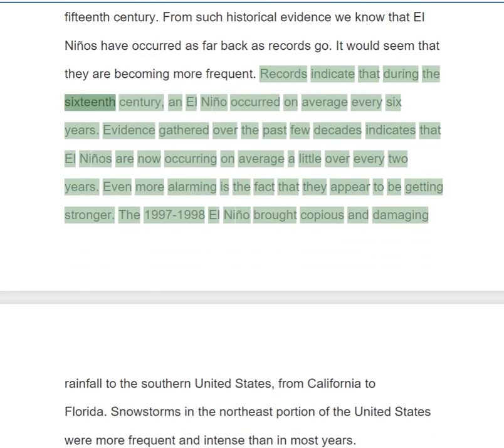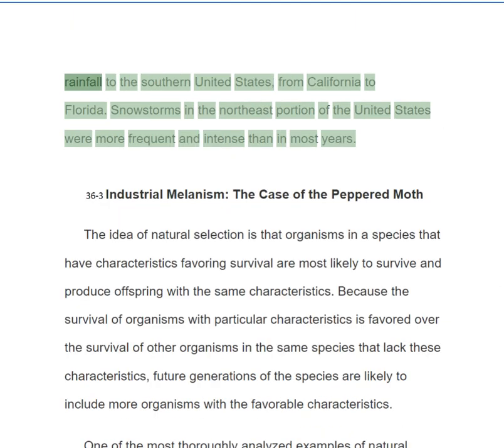Records indicate that during the 16th century, an El Niño occurred on average every 6 years. Evidence gathered over the past few decades indicates that El Niños are now occurring on average a little over every 2 years. Even more alarming is the fact that they appear to be getting stronger. The 1997 to 1998 El Niño brought copious and damaging rainfall to the southern United States, from California to Florida. Snowstorms in the northeast portion of the United States were more frequent and intense than in most years.